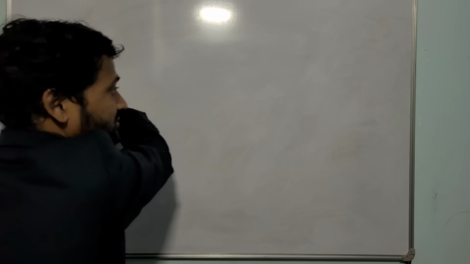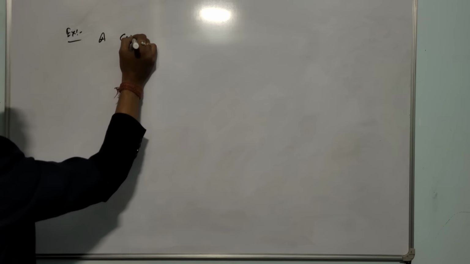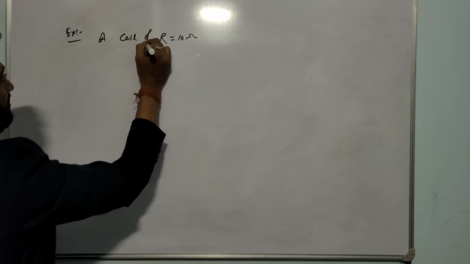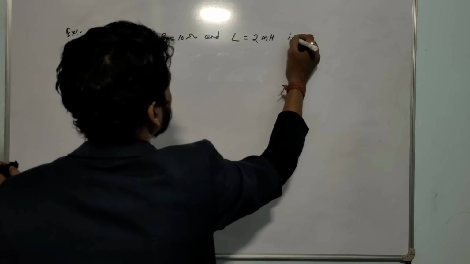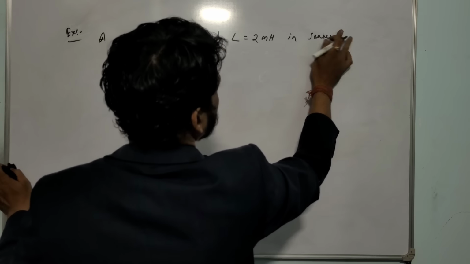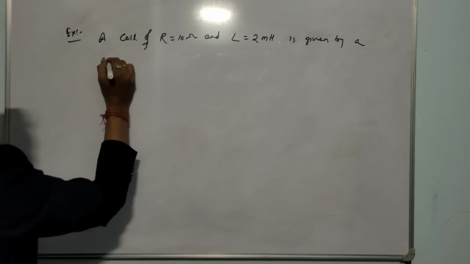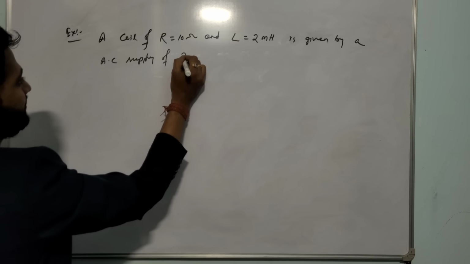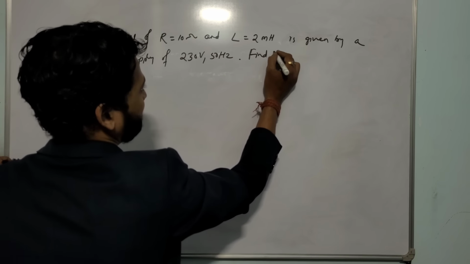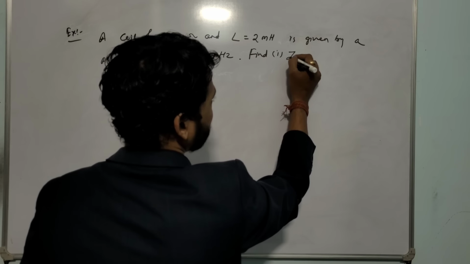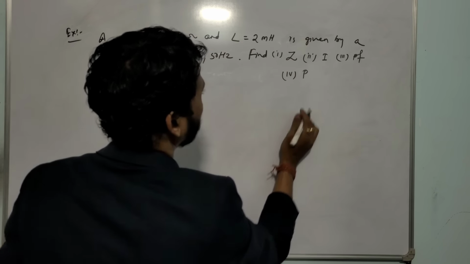ठीक है. और एक क्वेश्चन करेंगे बेस्ड ऑन RL सीरीज सर्किट. क्वेश्चन क्या है, a coil of resistance 10 ohm and inductance, let it be 2 millihenry, in series, in coil is given by a AC supply of 230 volt 50 hertz. ठीक है, find, there are different parameter you have to find out. First is impedance, second is current, third one is power factor, and fourth one is power.